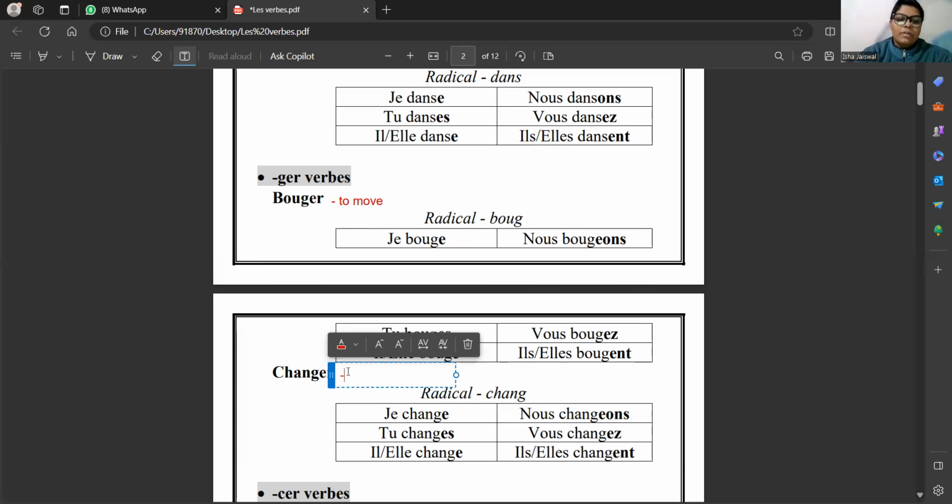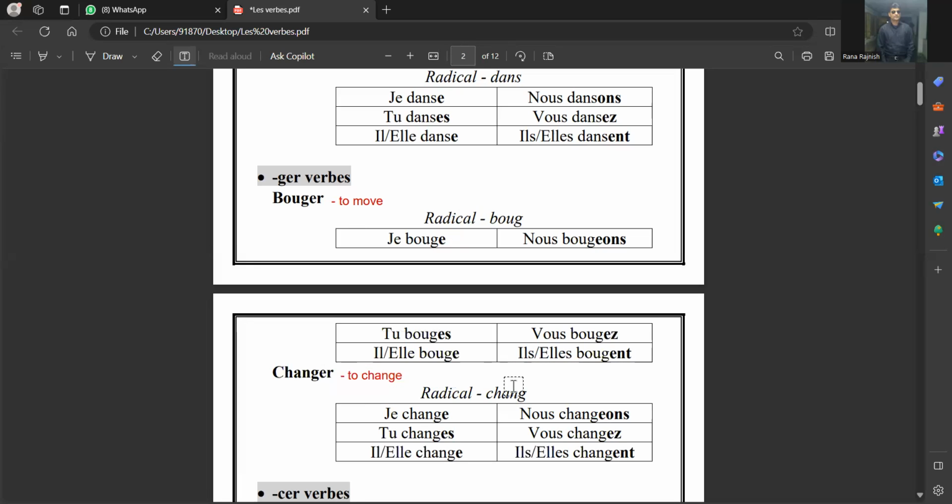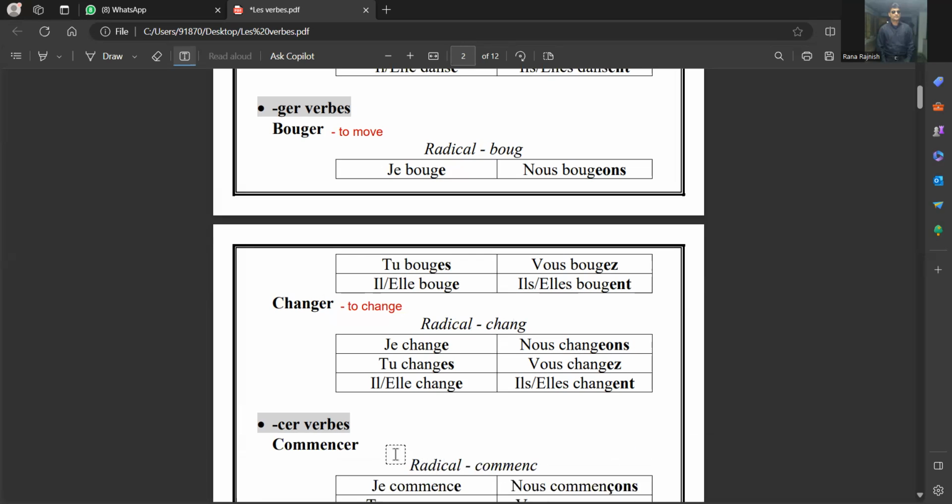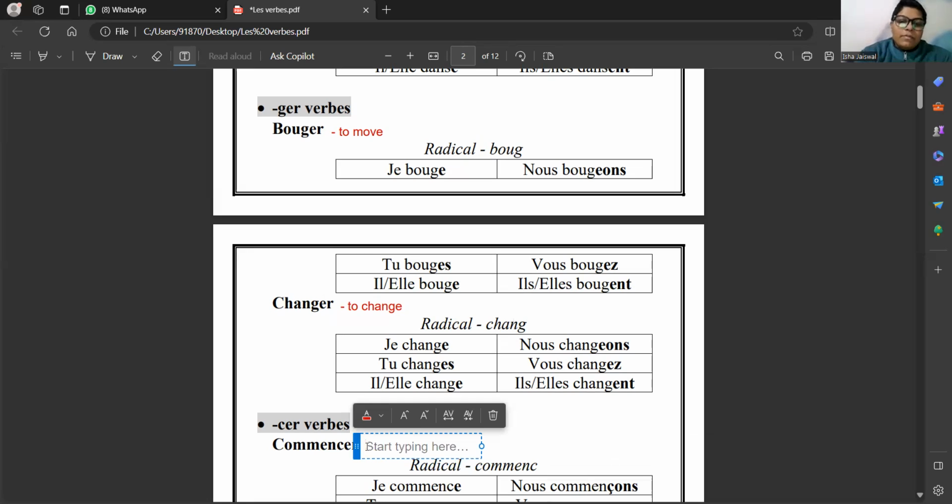Je bouge, to move. Je bouge, tu bouges, elle bouge, nous bougeons, vous bougez, elle bouge.